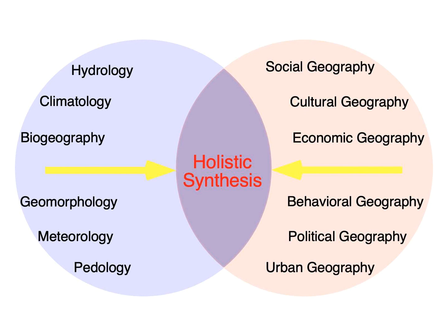So here, this graphic tries to visualize the holistic synthesis that occurs in geography. The purple represents some of the major fields of physical geography. The pink-orange circle represents some of the major fields of human geography, and all of these subdisciplines are combined to get a sort of holistic synthesis of what's going on in the world.